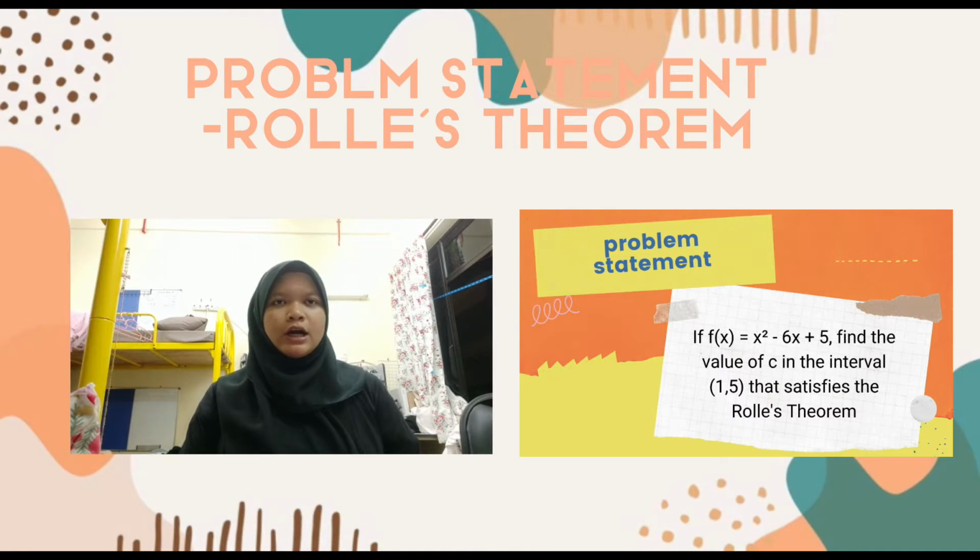So firstly, I will explain about Rolle theorem. The problem statement is: if f(x) equals x squared minus 6x plus 5, find the value of c in the interval [1, 5] that satisfies the Rolle theorem.